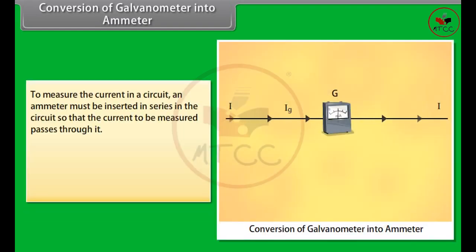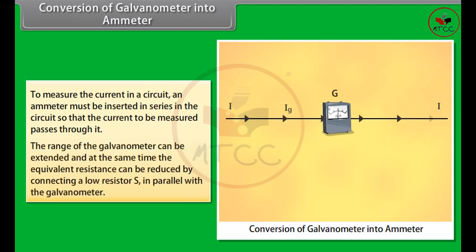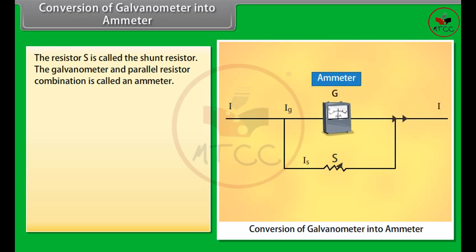To measure the current in a circuit, an ammeter must be inserted in series in the circuit so that the current to be measured passes through it. The range of the galvanometer can be extended, and at the same time, the equivalent resistance can be reduced by connecting a low resistor S in parallel with the galvanometer. The resistor S is called the shunt resistor. The galvanometer and parallel resistor combination is called an ammeter.